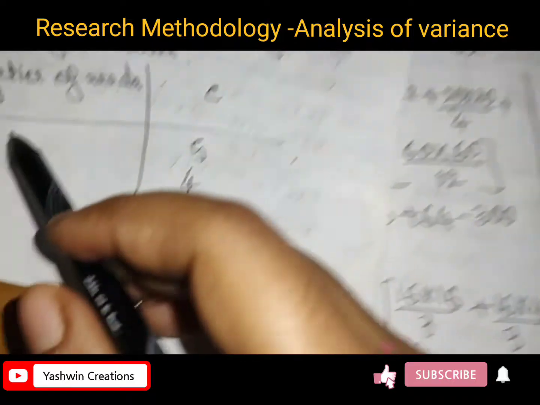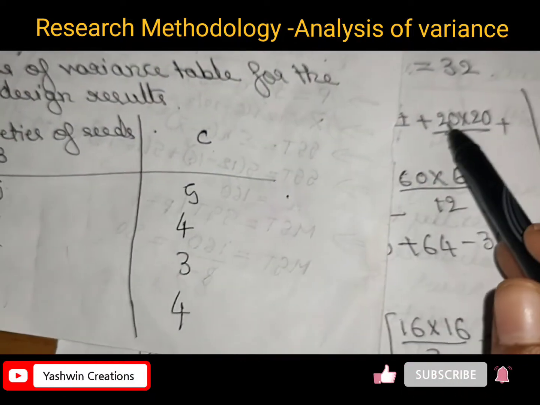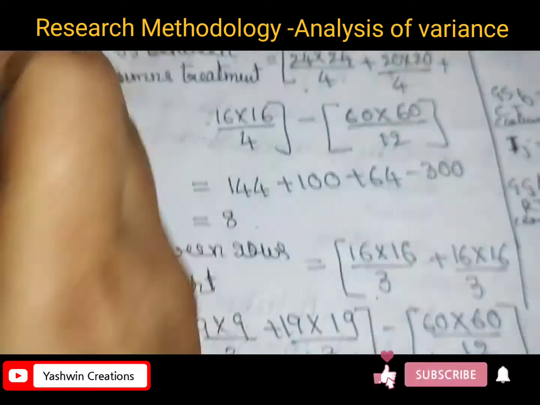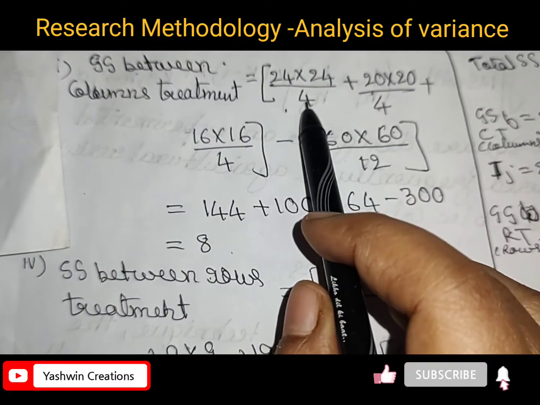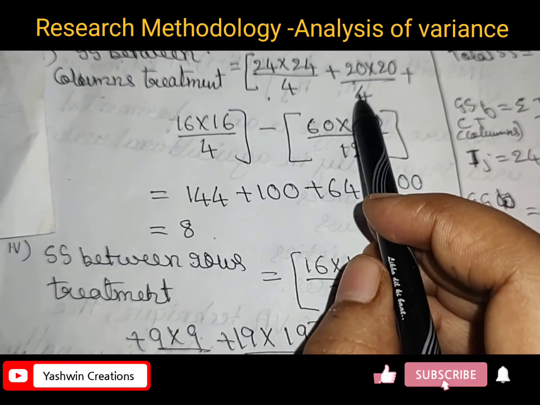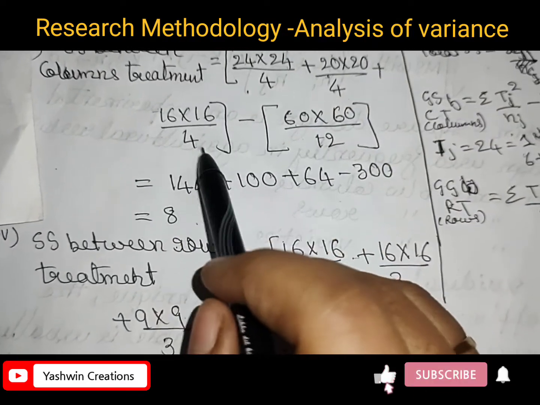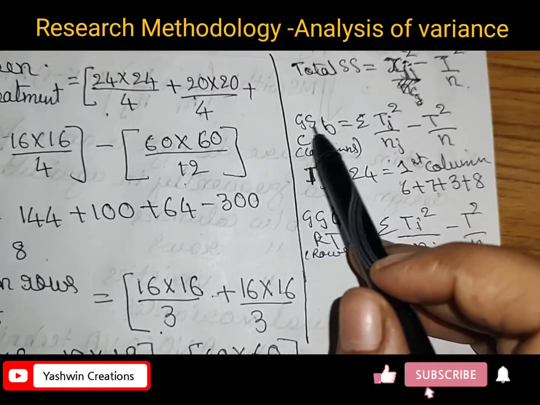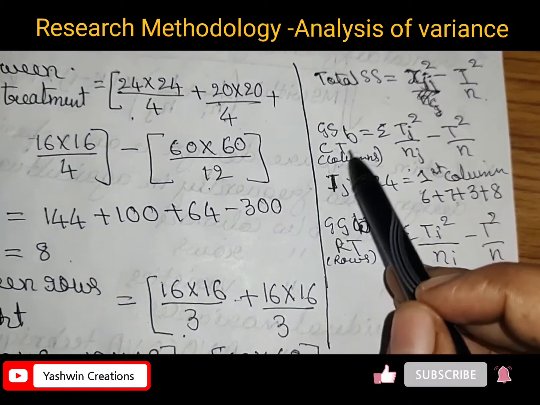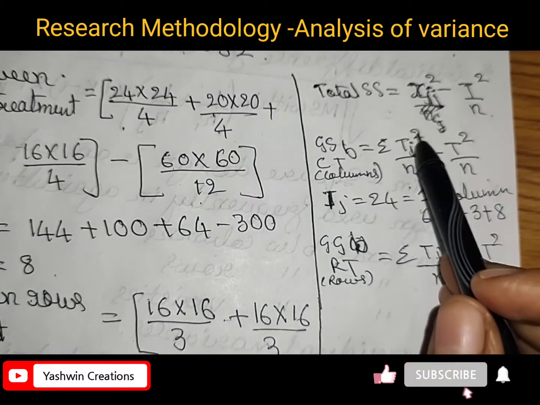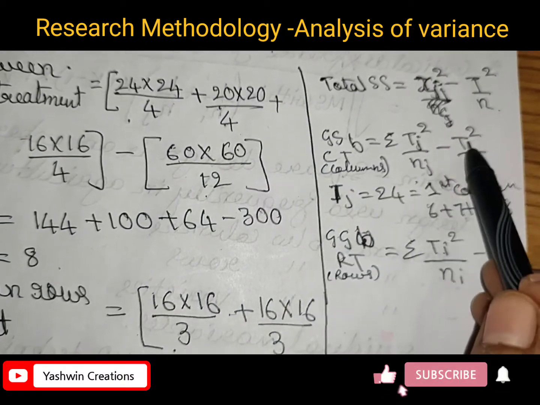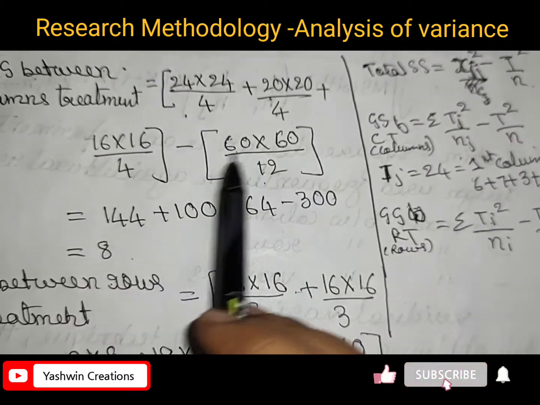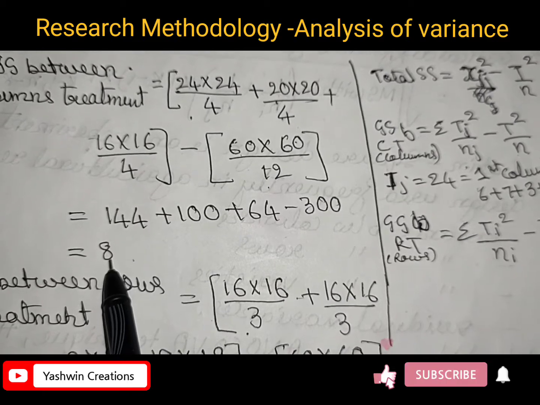So B, if you add total B, you will get 20, if you add total C you will get 16. So 24 into 24 divided by 4 plus 20 into 20 divided by 4 plus 16 into 16 divided by 4 minus T square divided by n. So what is the formula here? SS between columns treatment equals summation Tj square divided by nj minus T square divided by n. If you solve this, you will get the value 8.